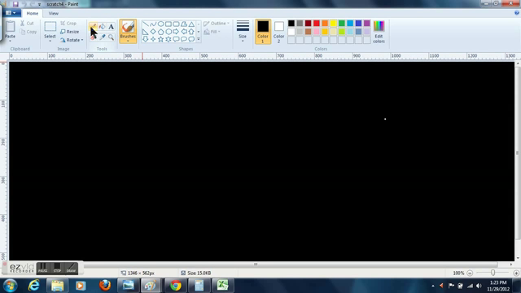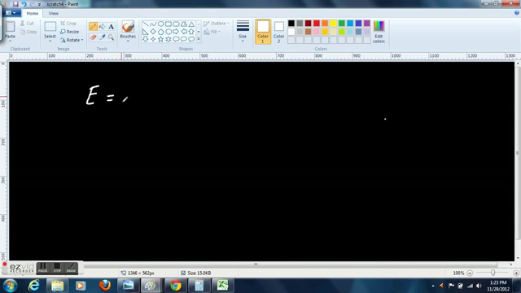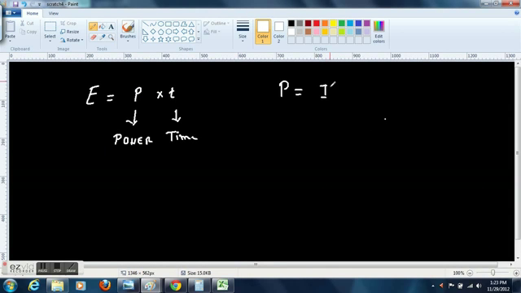So we know the formula for energy is E equal to P multiplied by T, where P is the power and T is the time of usage. Now how to calculate P? Here we have the current flow and the resistance. Therefore I will use the formula P equal to I square into R.